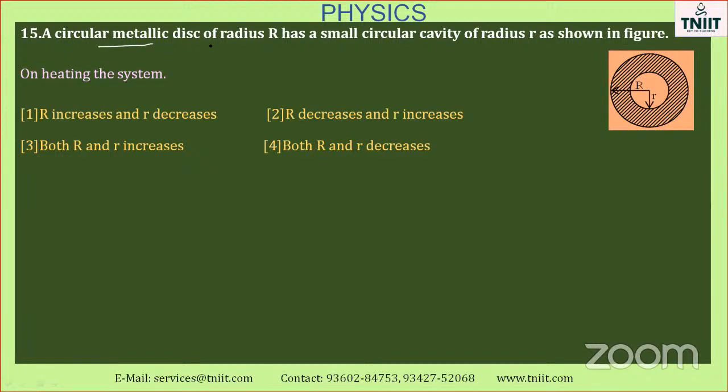A circular metallic disc of radius R has a small circular cavity of radius r as shown in the figure. If you heat the system, what will happen? Both R and r will increase. If you start increasing the temperature, it starts increasing in area. So as temperature increases, the area of that circular disc also increases. If the area increases, it means both capital R and small r values increase.